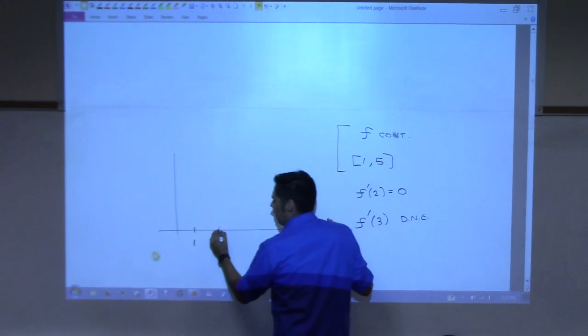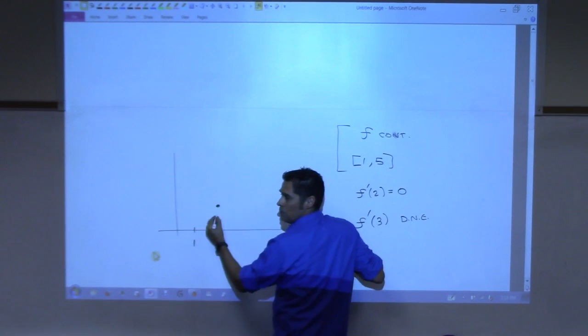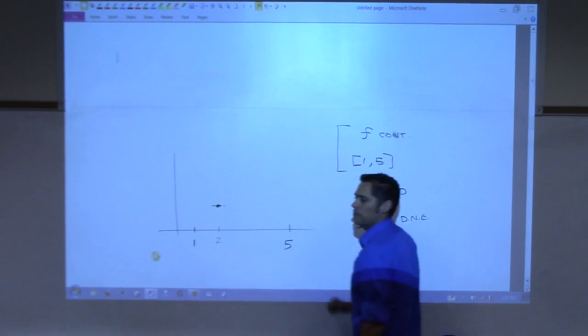So I'm just going to make this up. It could be here, right? It could be here. It could be up there. I don't know. But the slope of the tangent line is flat.